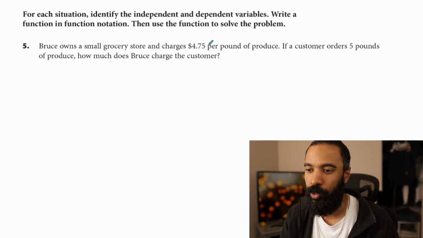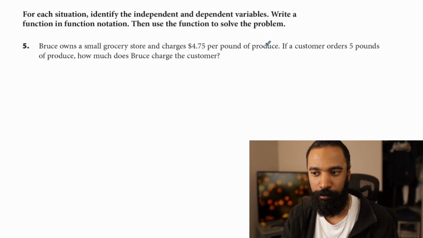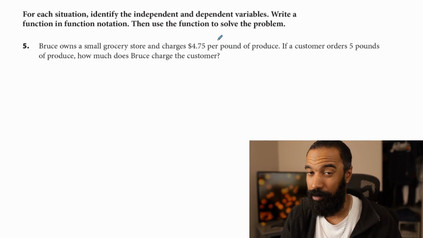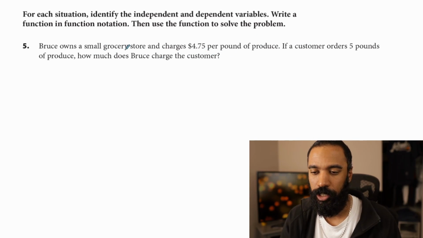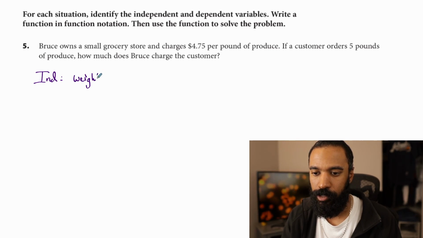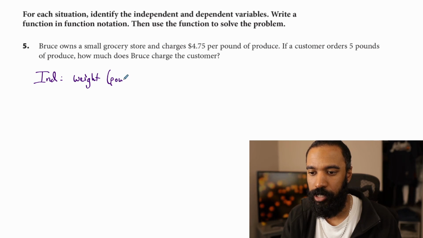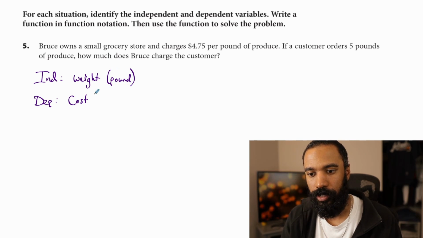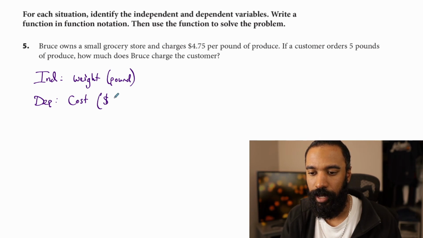Bruce owns a small grocery store and charges $4.75 per pound of produce. Again, per pound. Based on the pounds, we can figure out how much money. If a customer orders 5 pounds of produce, how much does Bruce charge the customer? So again, the independent variable in this case is the number of pounds. This is weight in pounds. Based on the pounds, I can determine how much he's going to charge. Dependent variable is total cost. How much does he charge? Yeah, total cost. This is again in dollars.